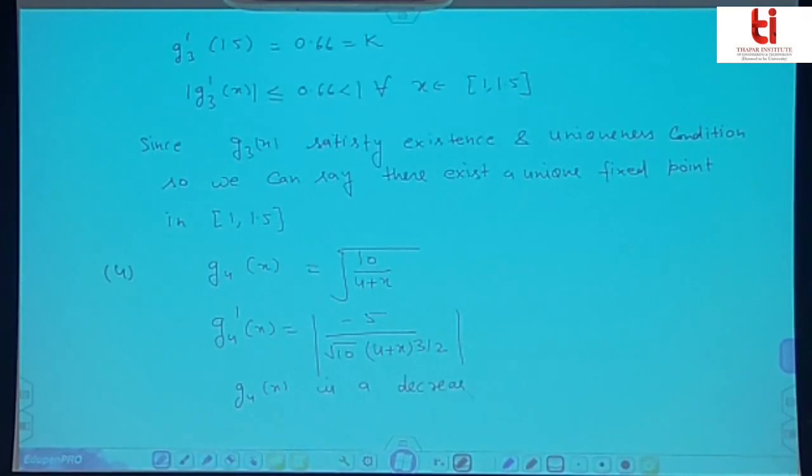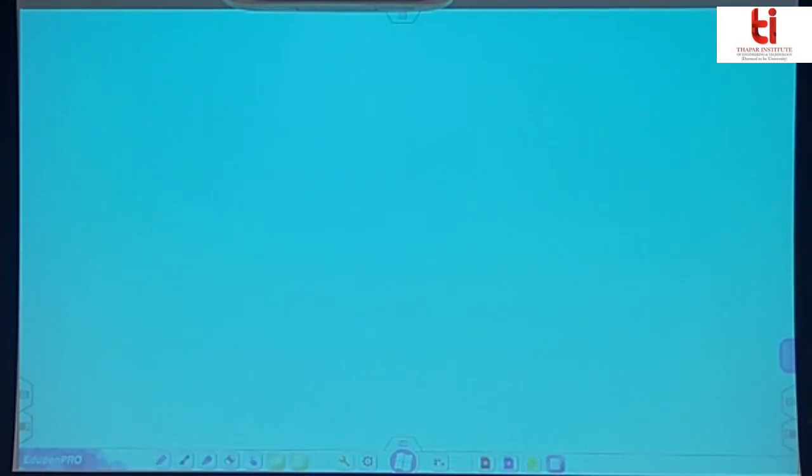When it is a decreasing function, obviously inside the interval 1 to 2, the function is decreasing. So the maximum value will be at the point 1 and the minimum value will be at the point 2. Then compute g4(1) and g4(2).